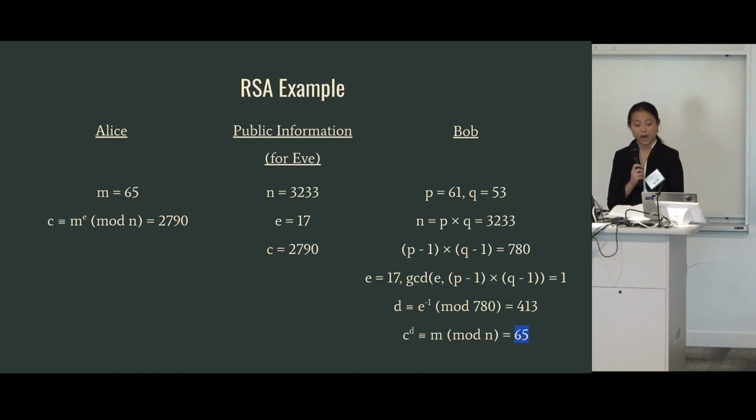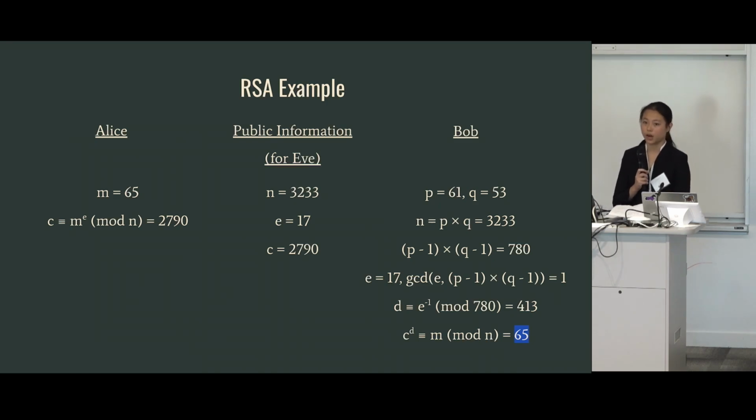The last step that Bob performs here is raising C to the power of D. And this is congruent to the message itself in the mod n. And as you can see, if we raise 2,790 to the power of 413, it is going to be congruent to 65, mod 3,233. I will explain later why this is the case, the math behind how we were able to get to this congruence statement. But for now, let's talk about why the primes need to be so large.